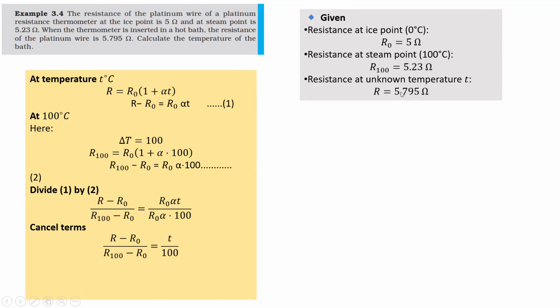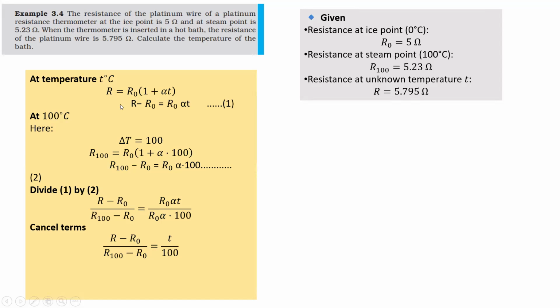The resistance is 5.795 ohm at what temperature? Right? Okay. What is the relation between resistance and temperature? That is R equal to R0 into 1 plus alpha delta T. Now R minus R0 equal to R0 into alpha delta T. Bringing R0 to this side, it becomes R minus R0 equal to R0 into alpha delta T. R0 is at 0 degree, R100 is at 100 degree.